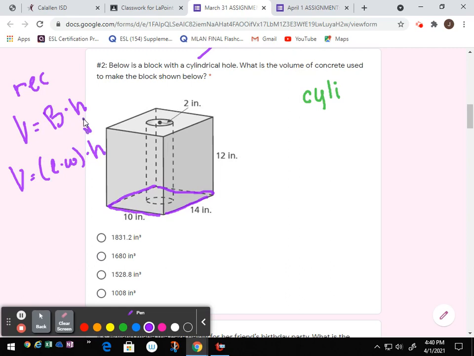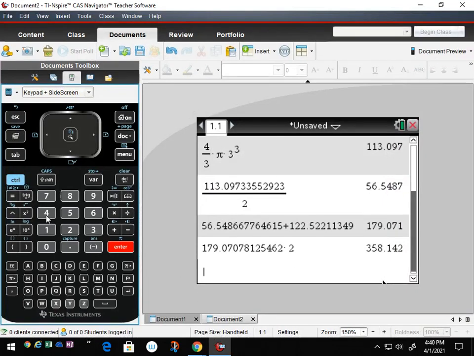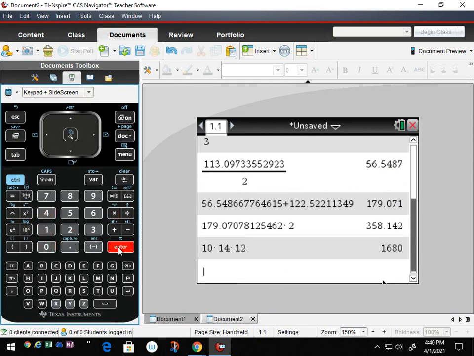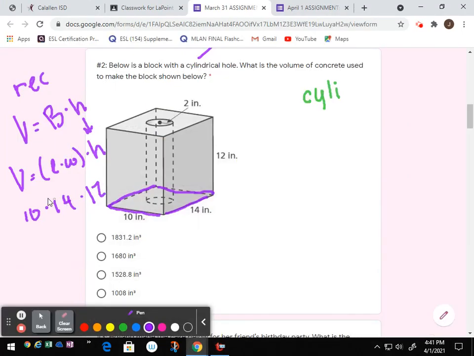Okay, we drop down the height. So we can see the length of this rectangle is 10. So we have 10 times our width of 14 times our height of 12. Our height is 12 because we have a base on the bottom and the base on top, which are 12 inches apart. So we have 10 times 14 times 12, and we get 1,680. And we see it's 1,680 inches cubed. All right, so there's our rectangle volume.